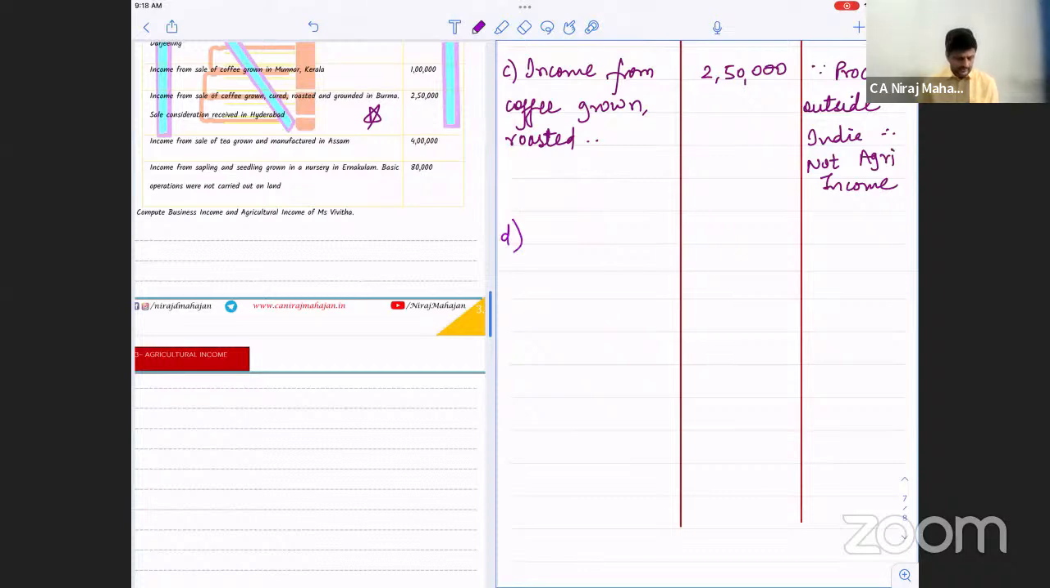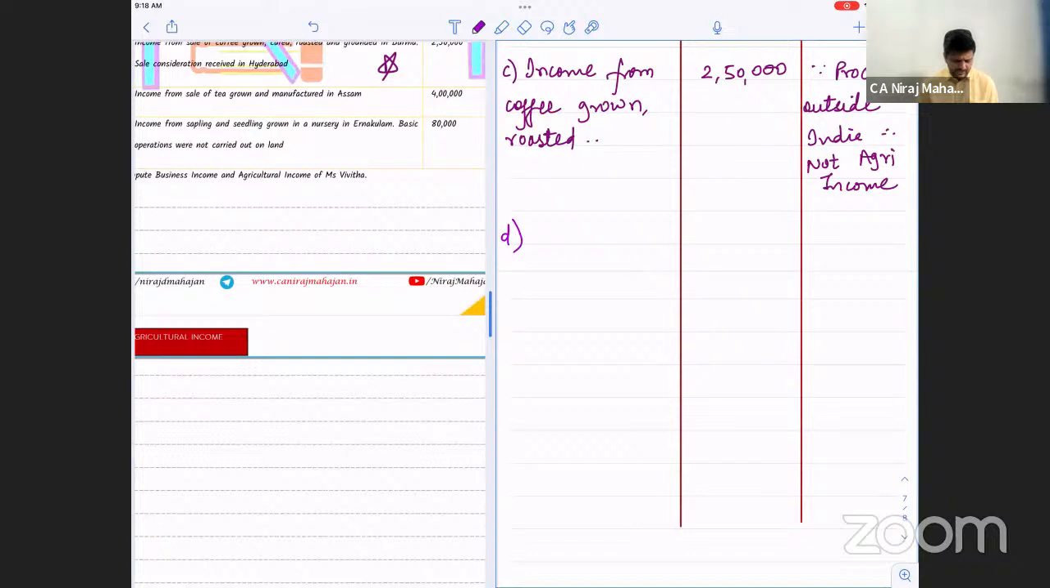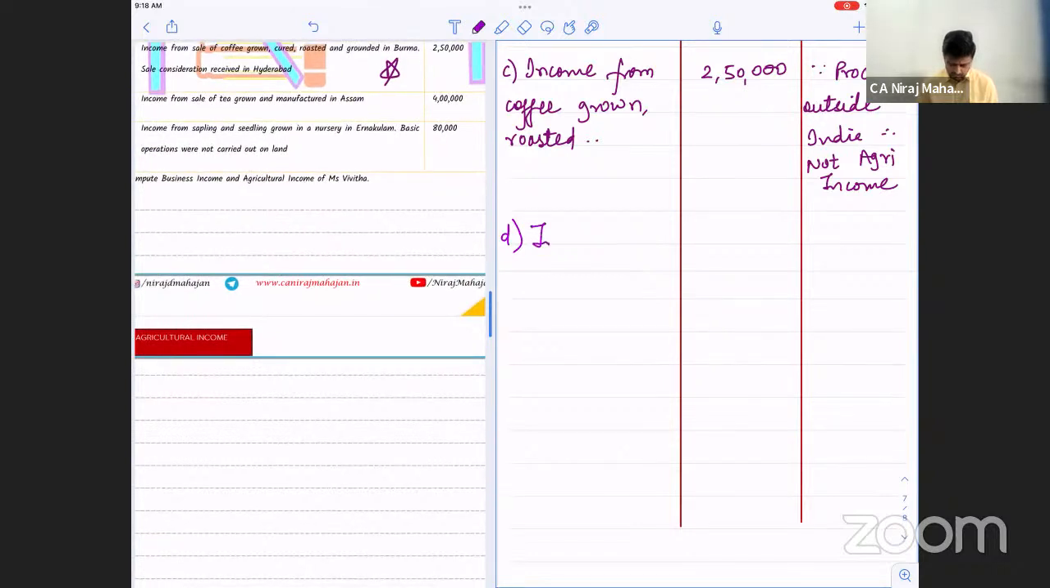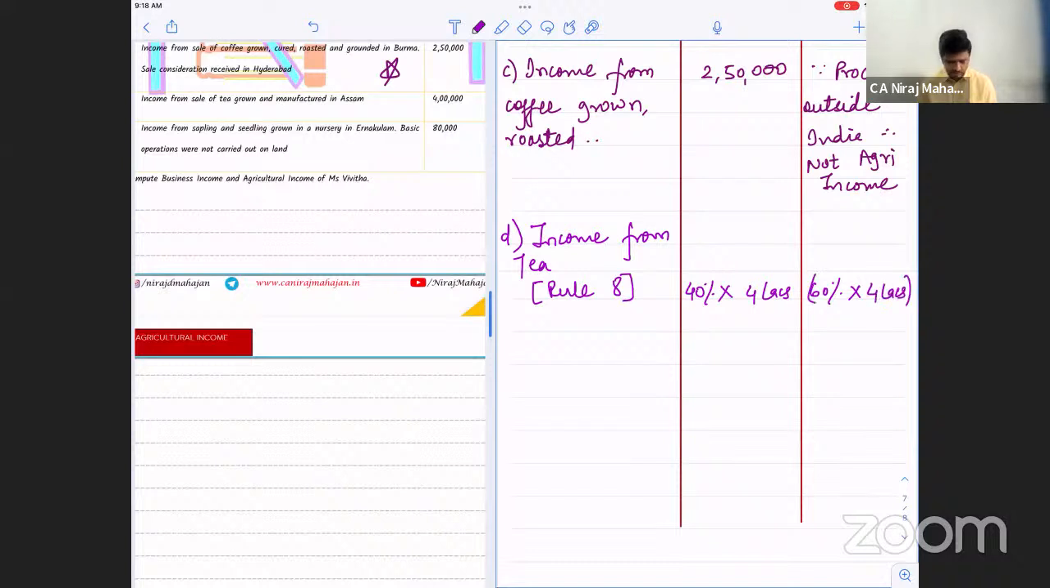Fine. Then income from sale of tea. Any problem till here, bachcho? Rule 8, 60-40 of 4 lakhs. Nitin, okay till here? Khushbu. So 4 sixes are 24, so 1,60,000. 6 4s are already, oh, correct. So 2,40,000. All okay till here? Good.